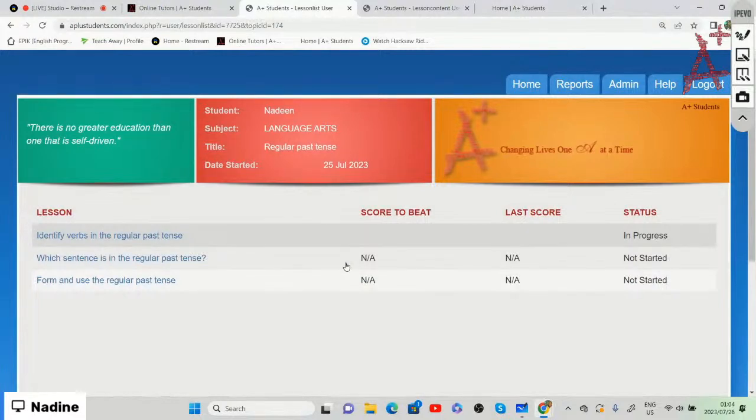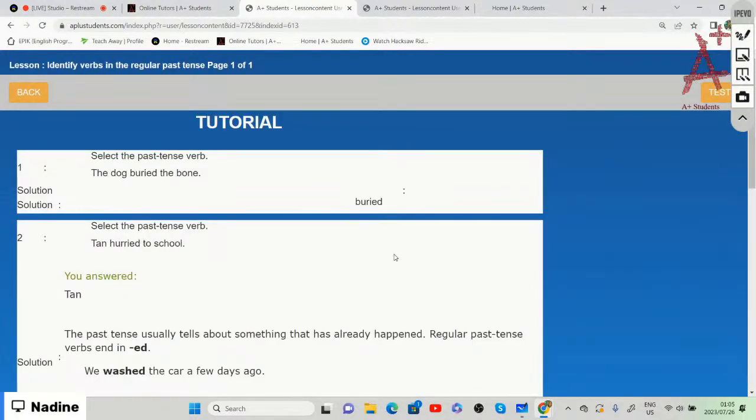All right. So once we have set the subject and the chapter of regular past tense, now we are going to the lessons. The lessons we're going to be focusing on are identify verbs in the regular past tense, which sentence is in the regular past tense, and form and use the regular past tense. So that is going to be our focus for today. All right, so we're going to the first lesson, which is to identify verbs in the regular past tense.